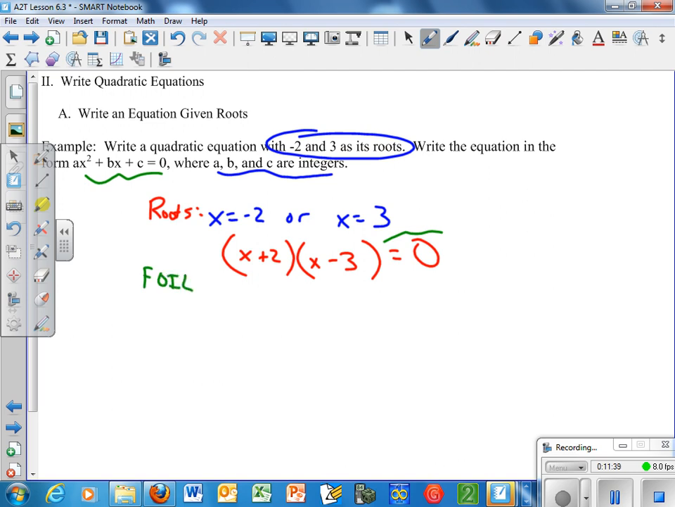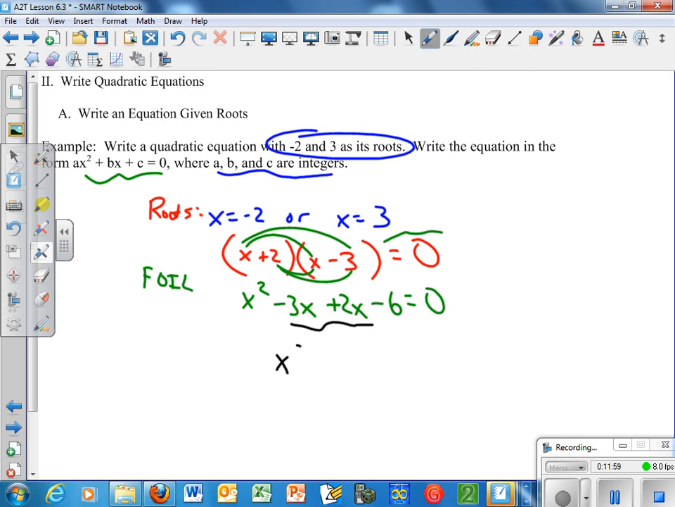my binomials together. First terms are x squared, so I'm getting rid of parentheses. Outside terms would be minus 3x. Inside terms plus 2x. And last terms, positive 2 times negative 3 is negative 6. And one last step, we're going to be able to combine our x terms, so it's x squared minus 1x, or minus x, when I combine those two, minus 6 equals 0.